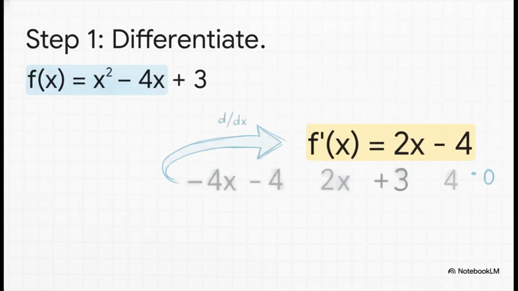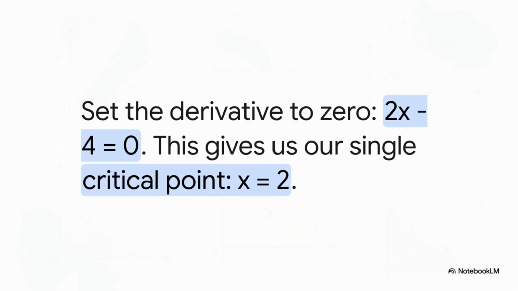So let's take a classic example. f of x equals x squared minus 4x plus 3. Step 1, find f prime. A little power rule action and boom, we get 2x minus 4. Easy enough. Step 2, find those critical points. Where could this function change direction? We just set our derivative, 2x minus 4, equal to 0. A little bit of simple algebra tells us our only critical point is at x equals 2. This is the only place the story can change.